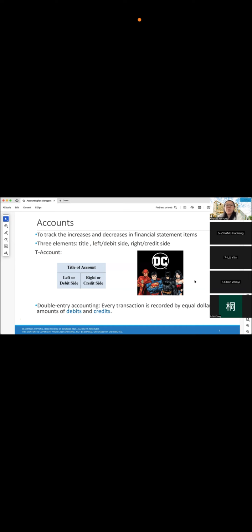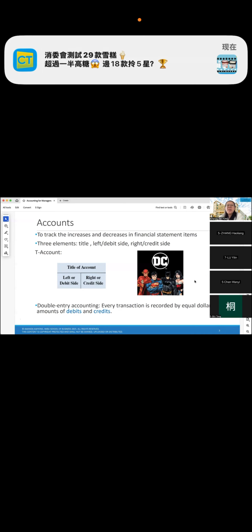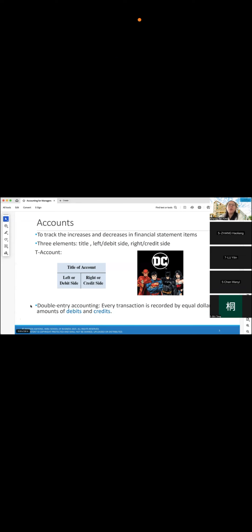I introduced to you the picture of DC. D is on the left and C is on the right, meaning that debits always go on the left side and credits always go onto the right side. Furthermore, I introduced the concept of double entry accounting, where every transaction must be recorded by equal dollars in debits and credits, meaning that when you write a journal entry, the total debits must be equal to the total credits.